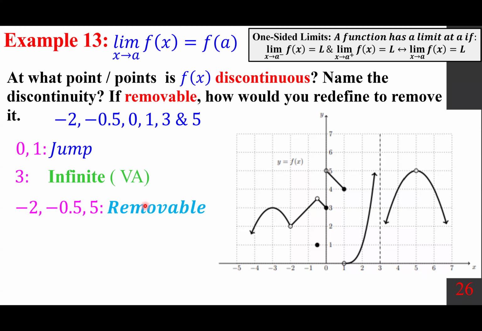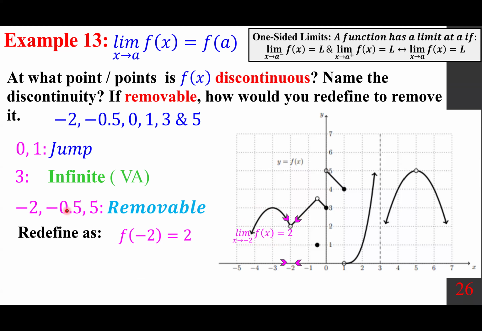Let's start with -2. So, redefine. If you look at -2, as we approach -2 from the left and right, from the left we are moving this way, from the right we are moving this way, and this hole has the y coordinate 2. So the limit of f of x as x approaches -2 exists and is equal to 2. So if you choose f of -2 to be equal to 2, that fixes the problem. That's for the first one.